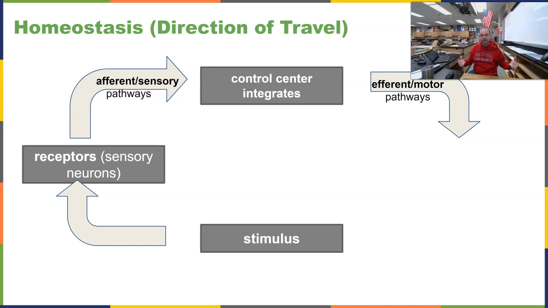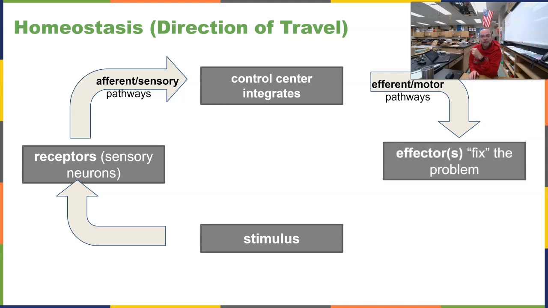from the control center, away from the brain, down the cord, out the spinal nerves to your peripheral nerves, and will hit the effectors. The effectors that are targeted are usually muscles or glands that solve the problem, and that's why they're called motor pathways. Okay, so afferent sensory goes towards the control center, efferent motor goes away from the control center.